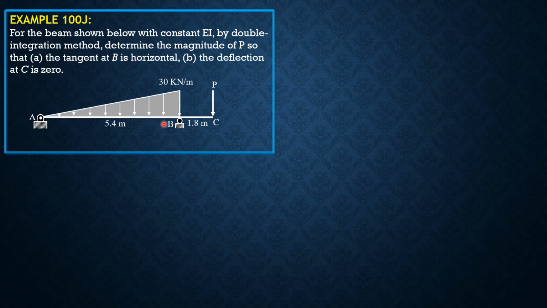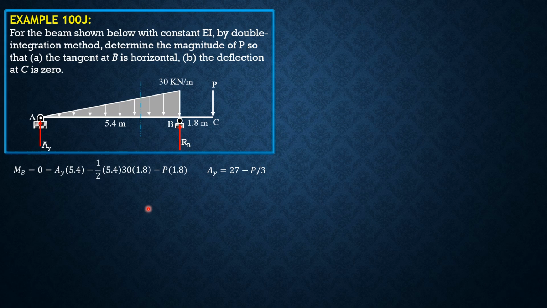First, let's solve for the reactions, AY and RB. AX is 0, definitely not shown, but it's 0. So moment about B equals 0: AY times 5.4 plus P times 1.8 minus 1 half of 5.4 times 30. 1/3 of 5.4 is 1.8. So simplifying and solving for AY in terms of P, AY is equal to 27 minus P over 3.